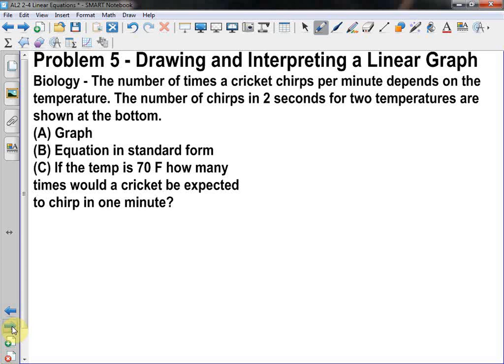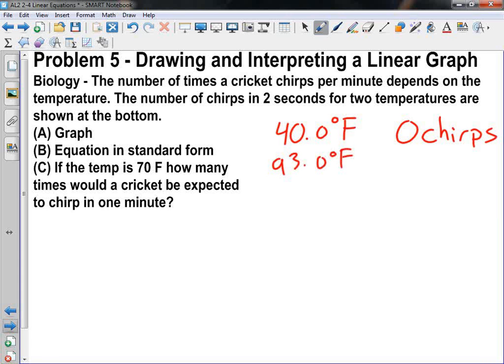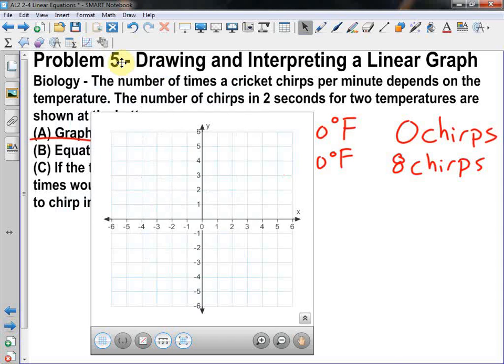All right, so I forgot to write down the thing, but here we have, if it's 40 degrees in Fahrenheit, they will have 0 chirps. If it's 93 degrees Fahrenheit, they will have 8 chirps per 2 seconds. Okay? So if you count how many they do per 2 seconds. So as it gets warmer, they chirp more often. All right? So first off, we want to graph this. All right, so let me get my graph paper down here.